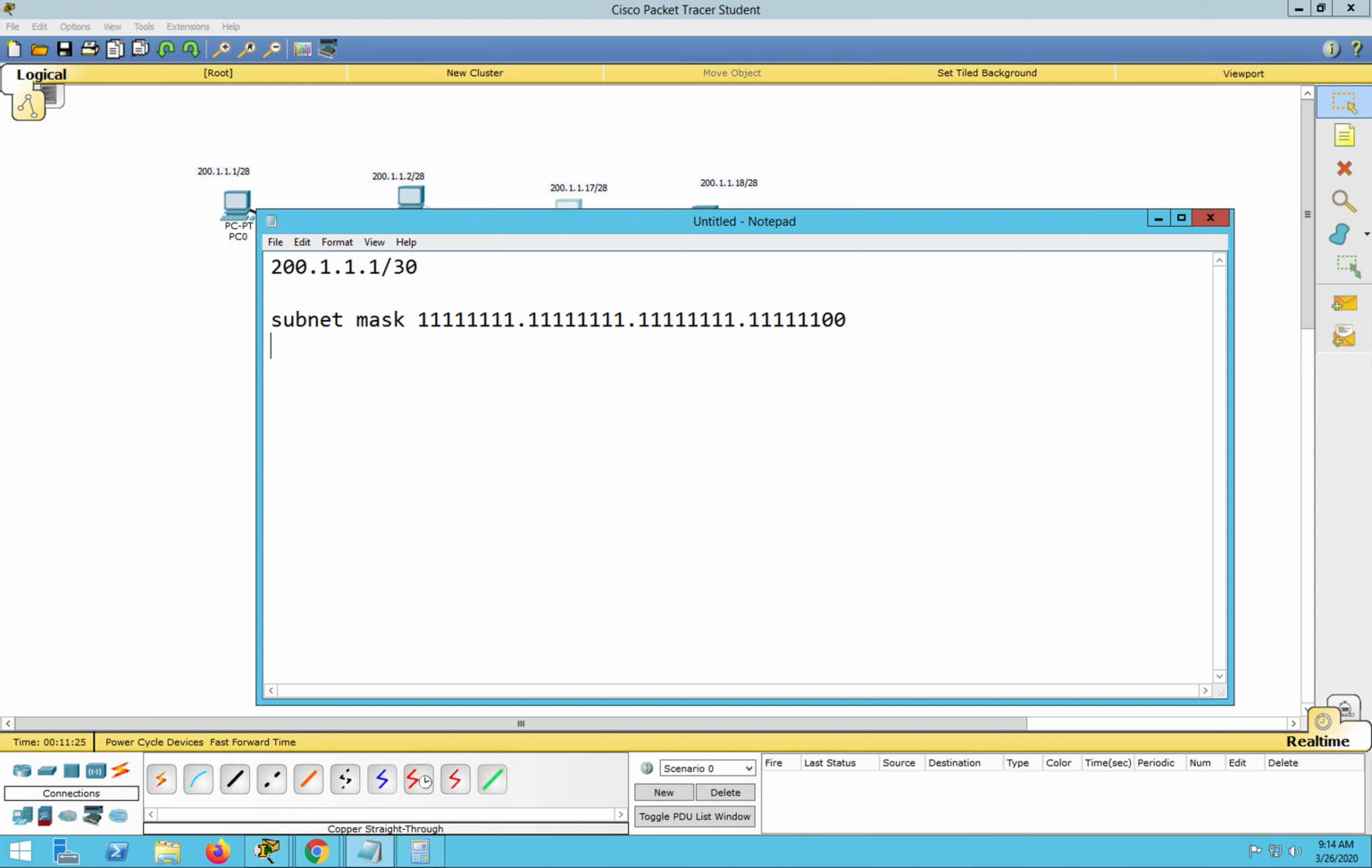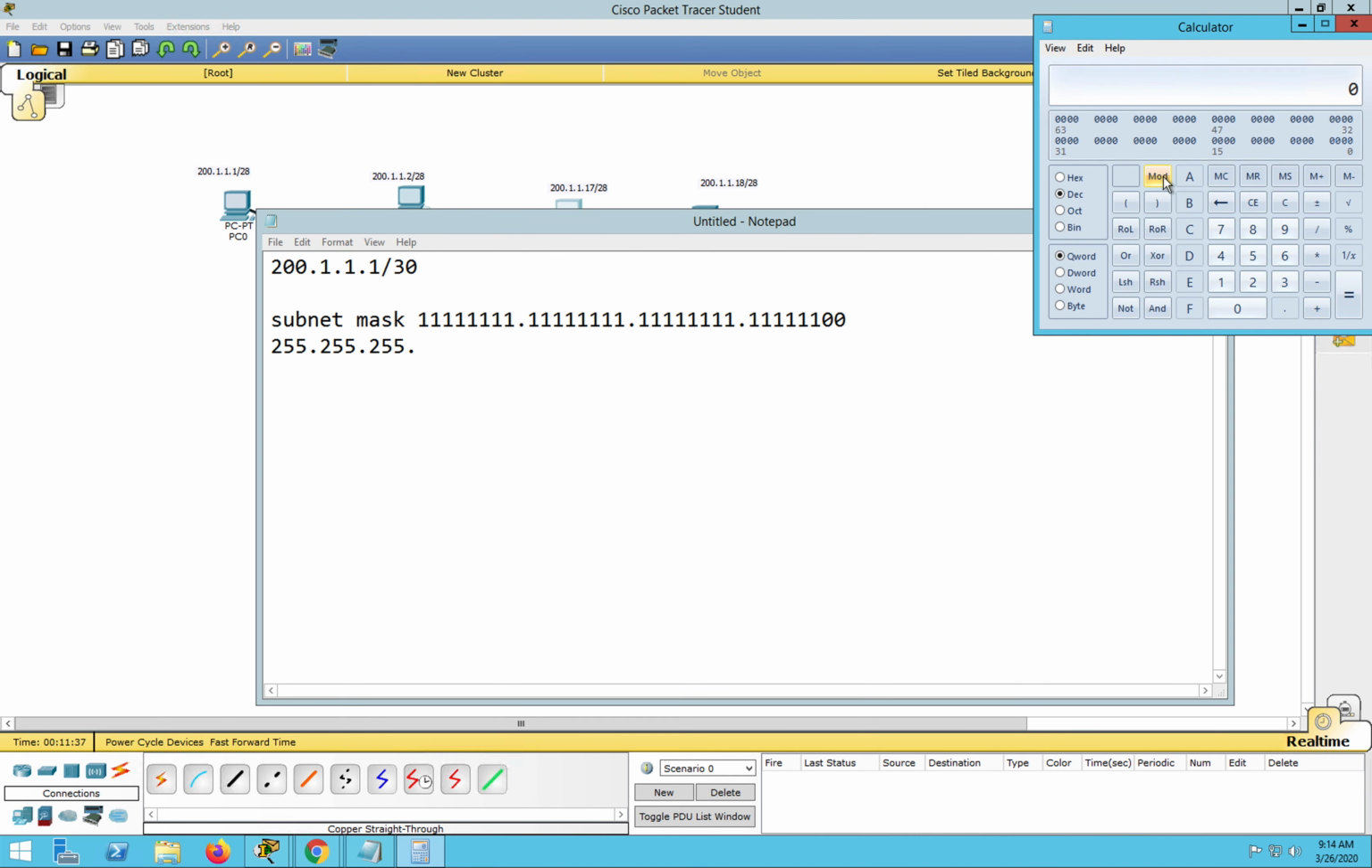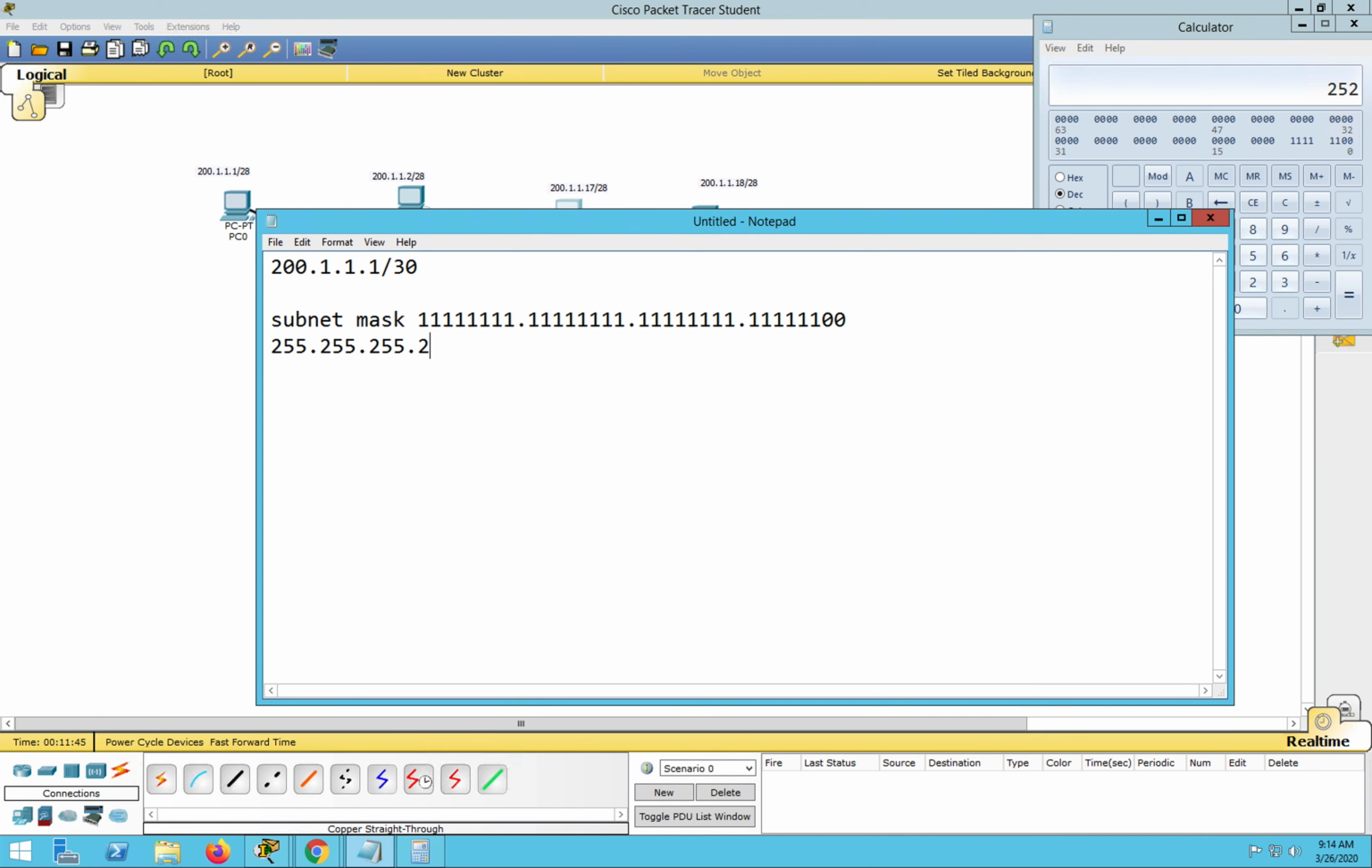Okay, so the first thing is maybe we better know what these numbers look like in decimal, which is the way that you have to record these. Well, that's definitely 255, 255, 255. So what is that last number? Well, let's find out. This is the number 252. 252. Okay, so there we go. There's the subnet mask.